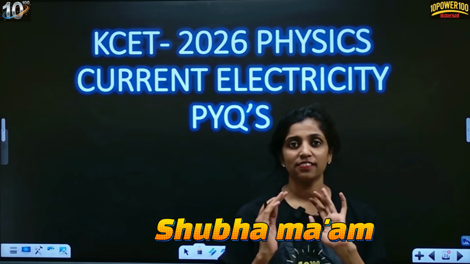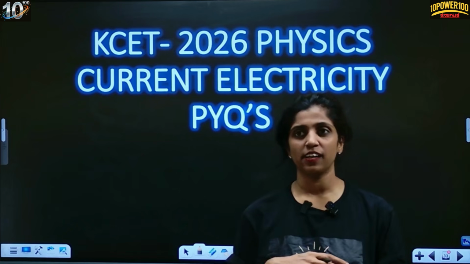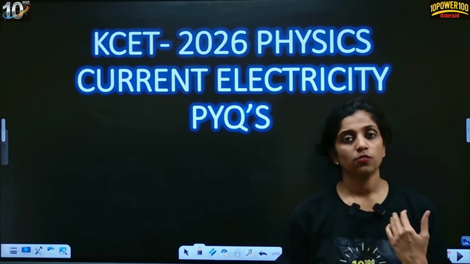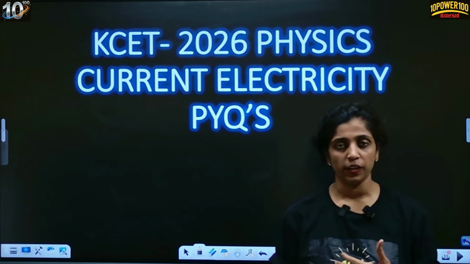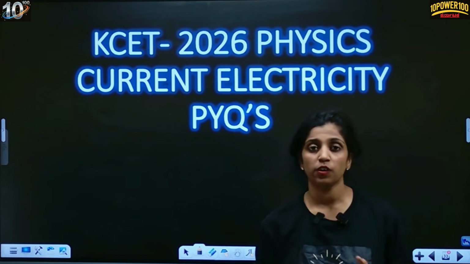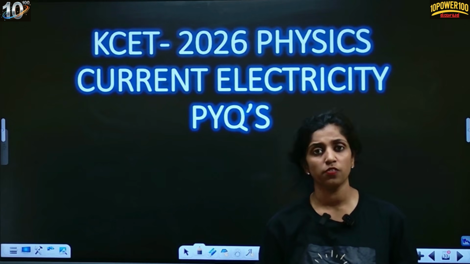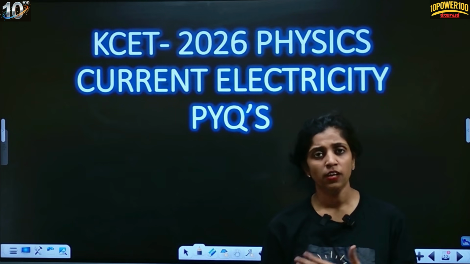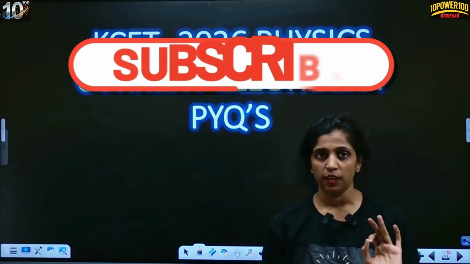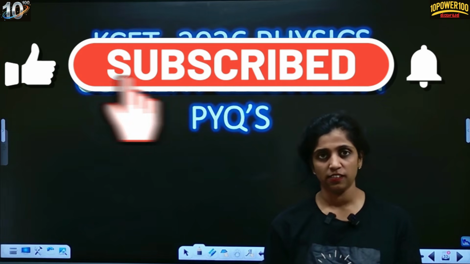So in my previous video, I covered the current electricity previous year questions. Today I am doing part 2. Previously I had covered almost 30 questions. In the remaining questions, I think from 2021 till 2017, I have taken all the previous year questions, and this chapter has high weightage. That's the main reason why I have taken this chapter.